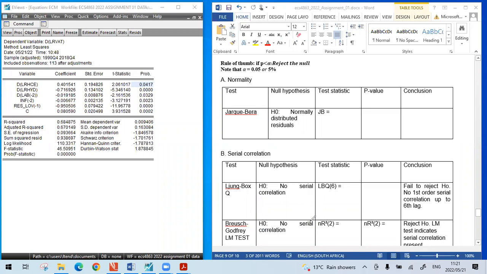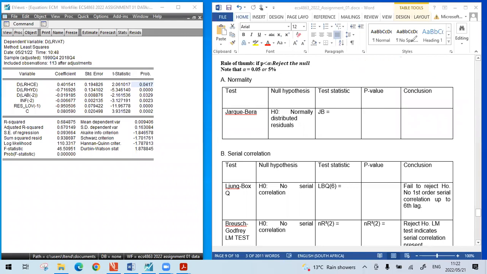So let's go straight to it. What about the rule of thumb? Before we go to it, we are going to spend 5 minutes here. The rule of thumb: if P is less than alpha, our alpha we are going to use is 5%. If the probability is less than 5%, reject the null hypothesis. If P is less than 5%, reject the null.